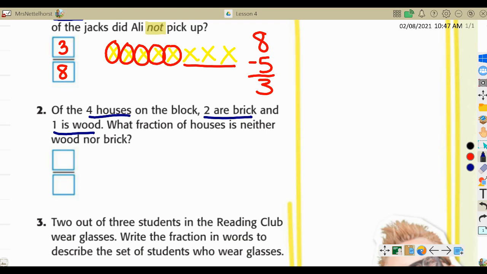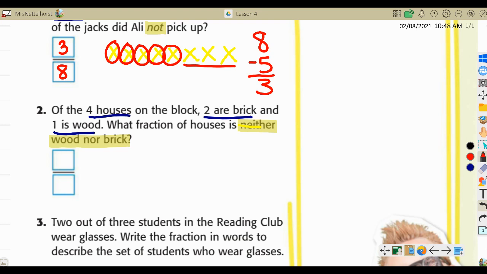What fraction of the houses is neither, oh, goodness, one of these days I'll remember to switch to highlighter. Okay, so which of the houses is neither, goodness, I thought I picked my highlighter. Come on, highlighter, yellow. Okay, is neither wood nor brick. It's not any of those, something else. Okay, so let's go back to our pen, which is being very stubborn.